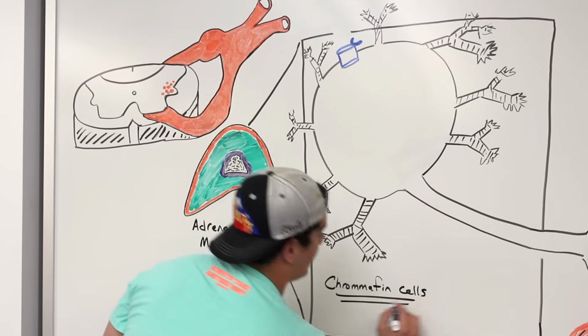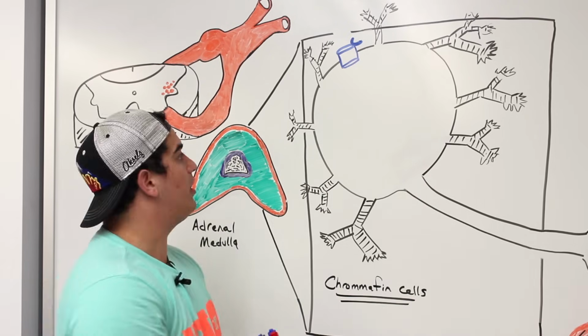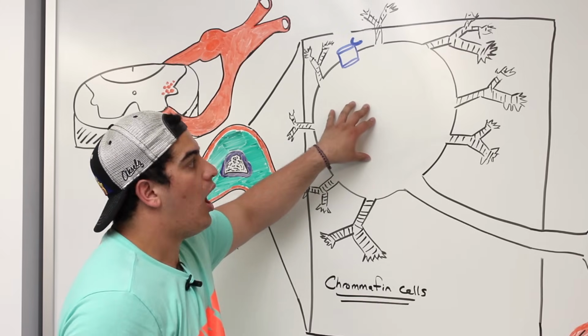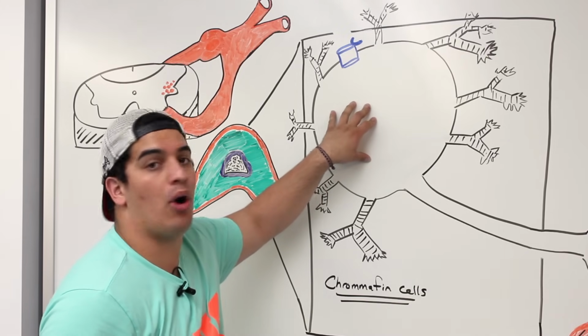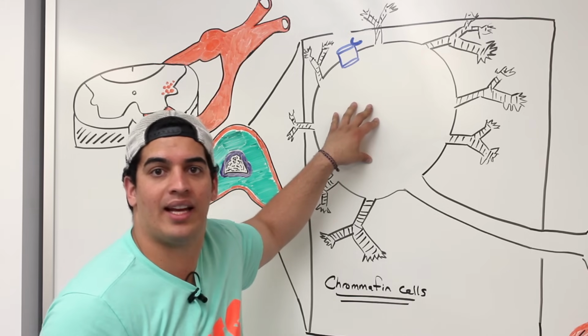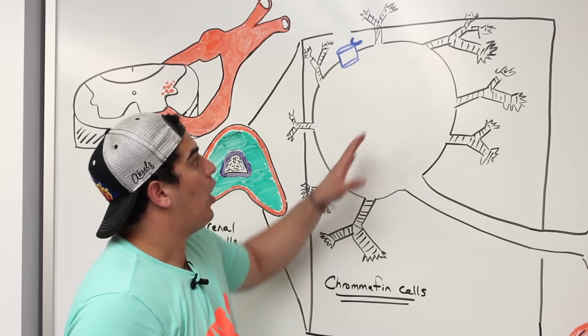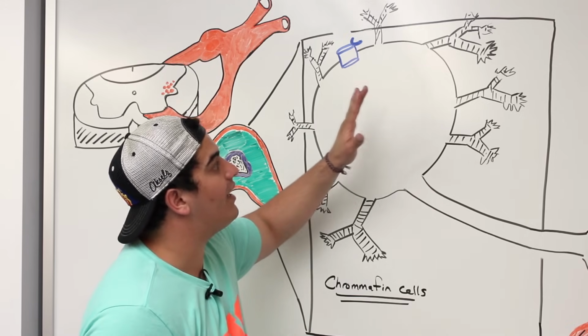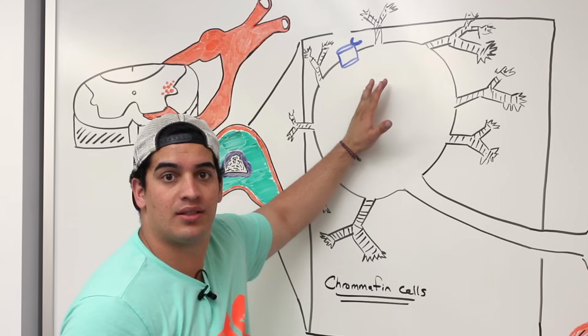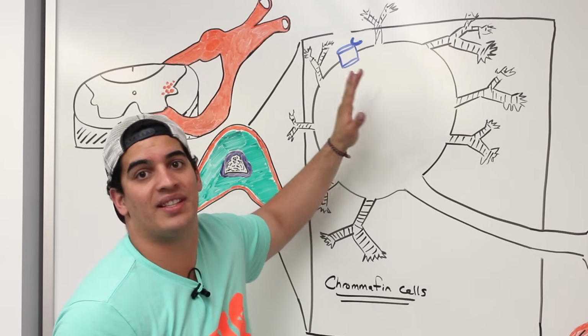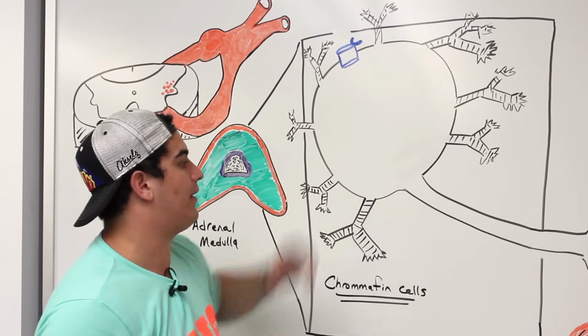Now these chromaffin cells are basically going to be the cell bodies of the postganglionic motor neurons of the sympathetic nervous system. Let me say that one more time. These chromaffin cells are going to be the postganglionic motor neurons of the sympathetic nervous system. And I'll explain what I mean by that.